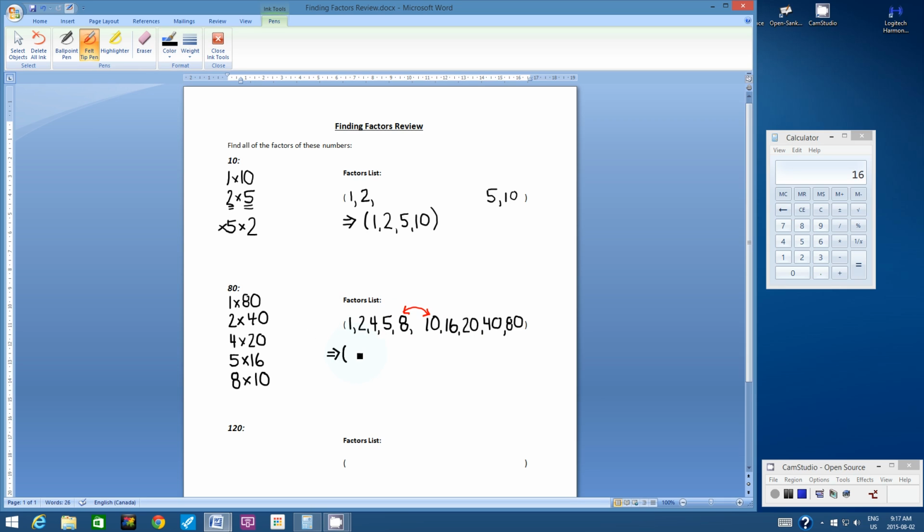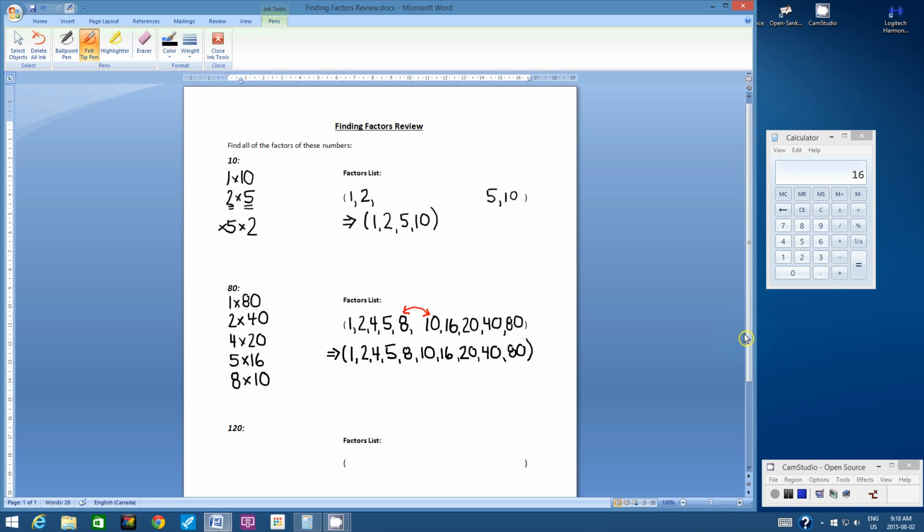All right, so this actually turned out pretty neat, but because we did it in the first example, I'm going to rewrite my factor list so it'll be very neat. So 1, 2, 4, 5, 8, 10, 16, 20, 40, and 80. And then don't forget to close your bracket. Okay, nice and neat. So you see that this factors list is much longer than the factors list for the number 10. And that's simply because 80 has a lot more factors than the number 10.